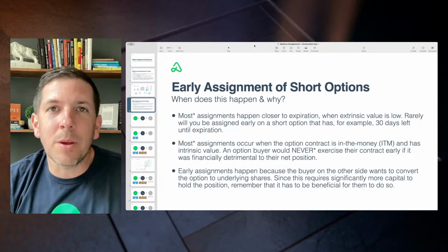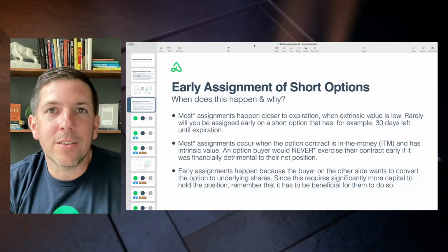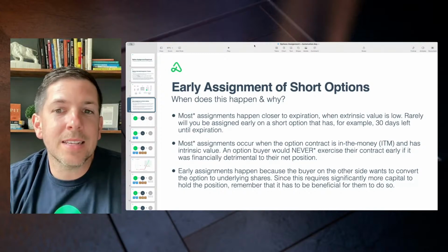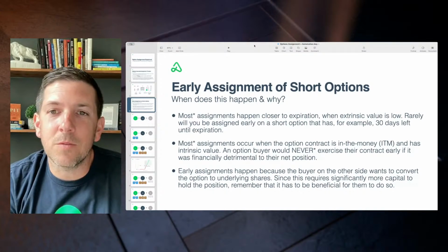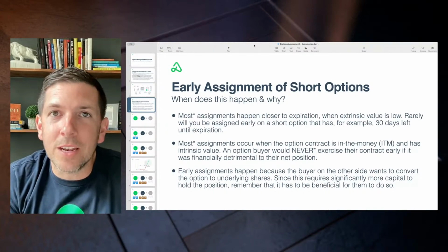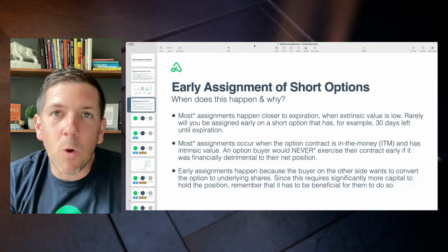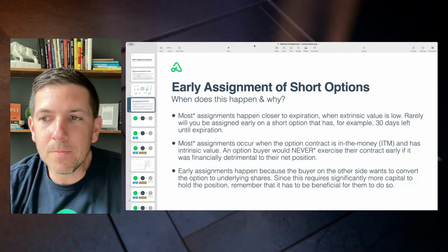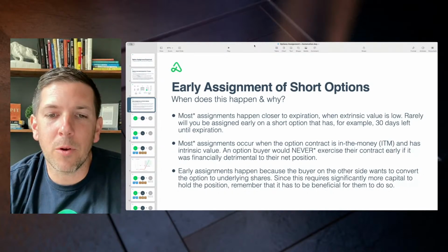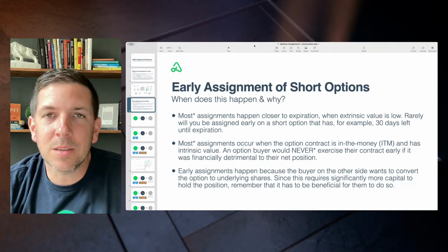Now, again, you've got to think about the universe of people who want to do this. Because an option contract controls 100 shares, every single contract they assign is then going to force them into controlling and buying 100 shares of stock or shorting 100 shares of stock. It's very capital intensive, which also means that it doesn't happen as often, because somebody has to really want that position, some need that they have for that position. Since it requires significantly more capital to hold the position, remember it has to be beneficial for them to do it. So let's go through some very basics.